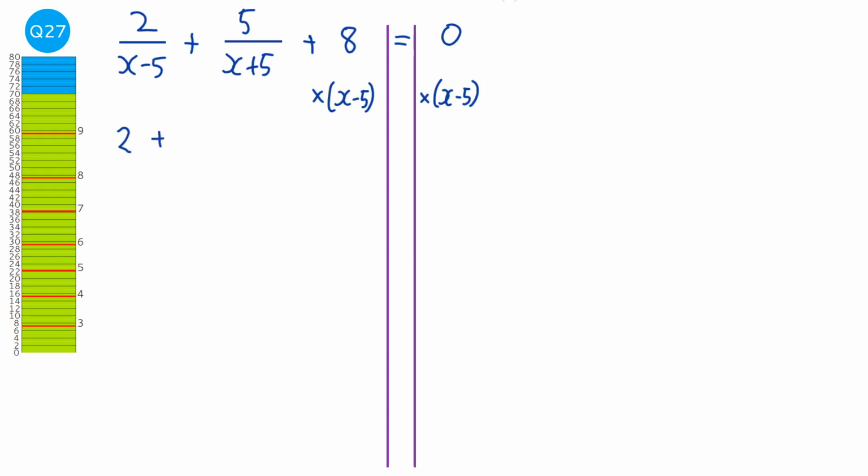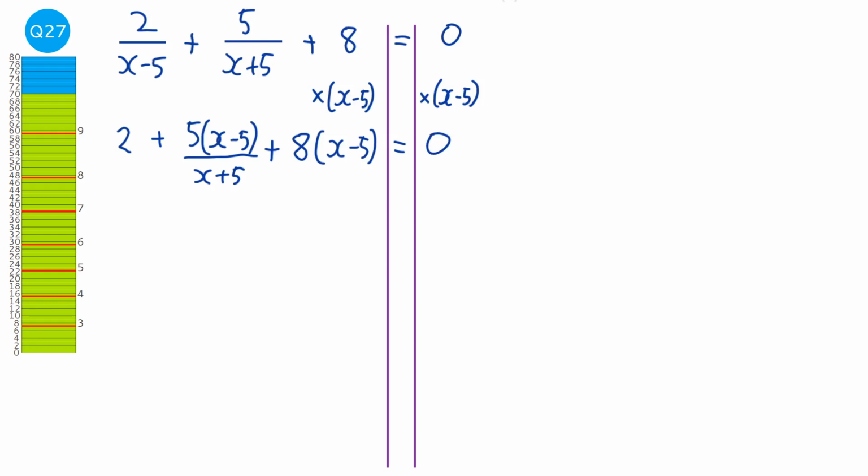Then we're going to times the second fraction. So when you times something by a fraction, you just times the numerator. So it becomes 5 brackets x minus 5 over x plus 5. And then we're going to times this 8. In fact, let's just try and keep our pluses consistent. So it would be 8 brackets x minus 5. Now 0 times anything is just 0, so this will just remain as 0.